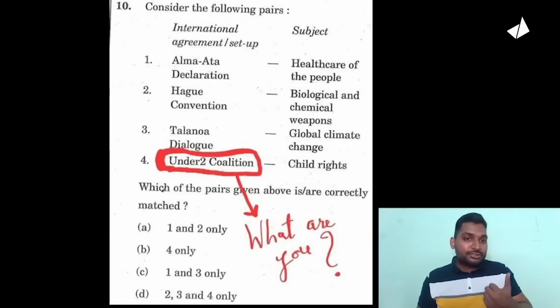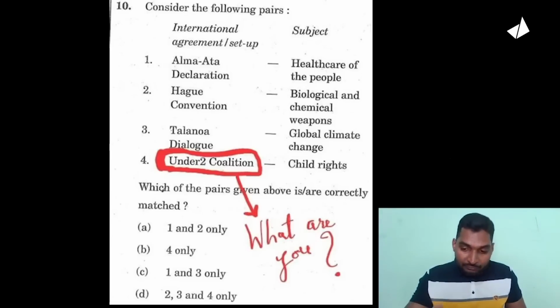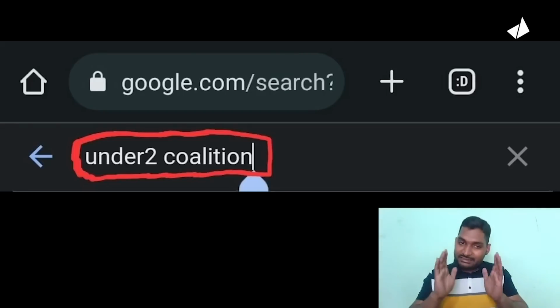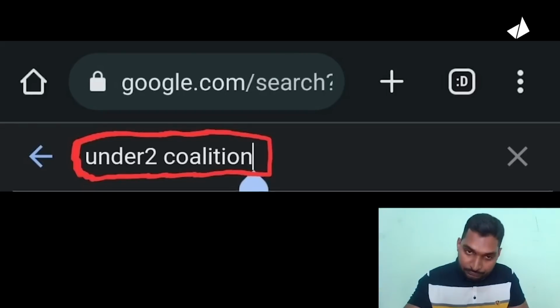This was yet another question in 2020 prelims. There were different keywords given in this question. One of them was Under2 Coalition. So we probe this keyword at level 1 and we ask this question, what exactly are you? We open the browser and we just search Under2 Coalition.